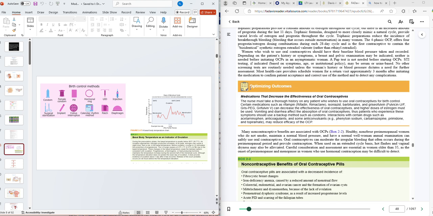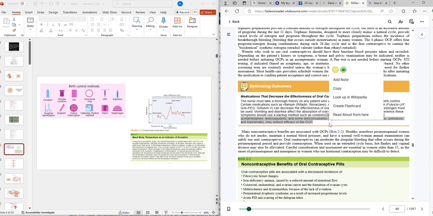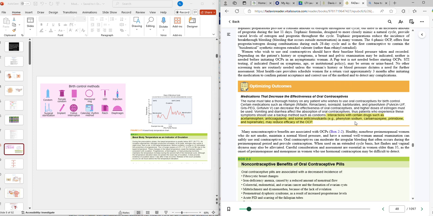Alright, optimizing outcomes, another wink and lollipop here. There are some contraindications when you take birth control pills, and you should know this. This is a wink and lollipop, okay? So if you have a patient that's on OCPs, there are certain drugs that they cannot take with those. Acetaminophen, I know that's surprising, anticoagulants, and some anticonvulsants.